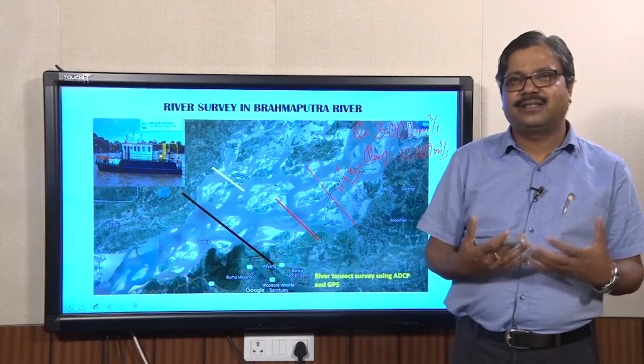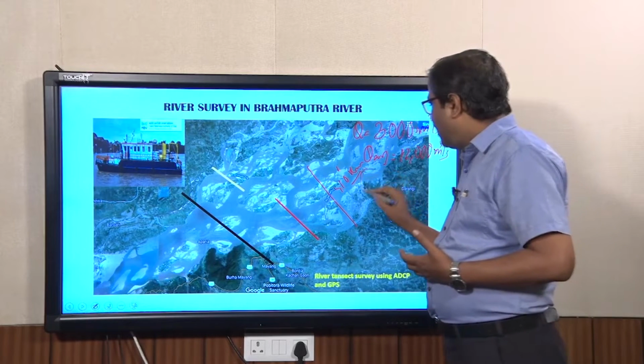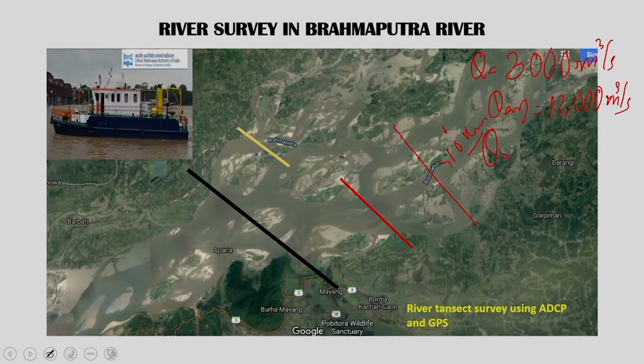Average flow is 12,000 and the low flow is 3,000 meter cube per second, and the maximum flow observed during a 10-year return period flood comes to about 40,000 meter cube per second. So it's a mega river system. The flow variability starts from 3,000, goes to an average of 12,000, then goes to 40,000.